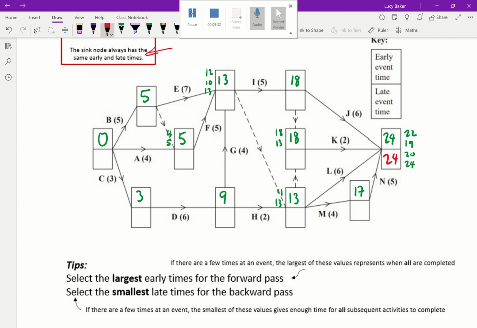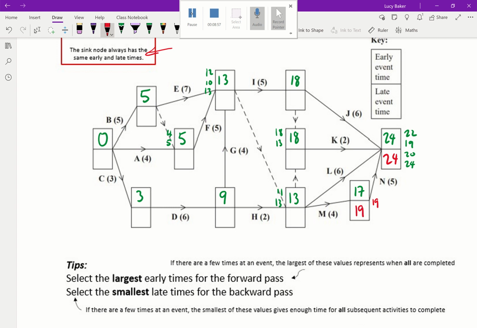So if I start off with 24, I'm now going to subtract. So I'm going to go backwards along the activities and subtract the times and work backwards like this and pick the smallest one to put in the box. So for this first event with a 17 in it, I'm going to write 24 minus 5, so 19. And there's no other way I can get to that one. So it's just going to be 19.